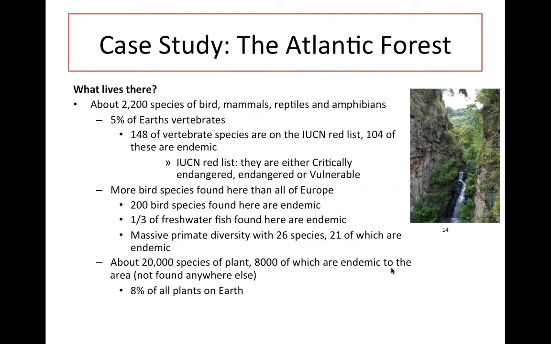So who lives there? About 2,200 species of birds, mammals, reptiles and amphibians. That's 5% of Earth's vertebrates. 148 of those vertebrate species are on the IUCN's Red List, and 104 of those are endemic. Endemic means they are only found there, so if they die out there, they don't exist anymore, they are extinct. More species are found here than in all of Europe. There are over 200 bird species that are endemic, again found only there, and a third of freshwater fish found here are endemic too. There is a massive primate diversity with 26 species, 21 of which are endemic. So again, you wipe out that forest and you will wipe out 21 species of endemic primates.